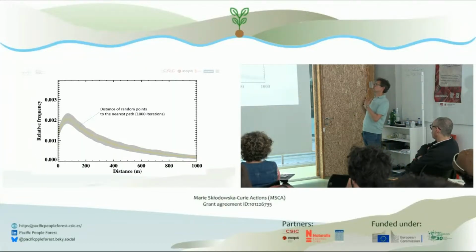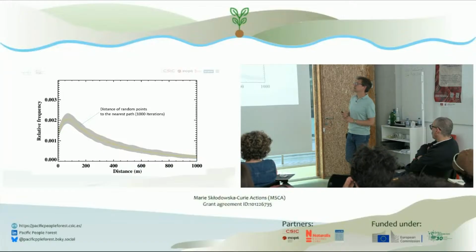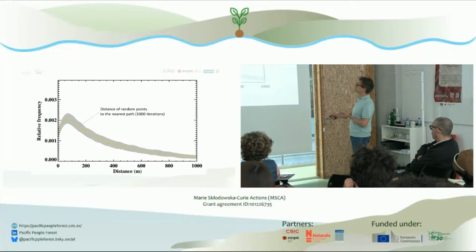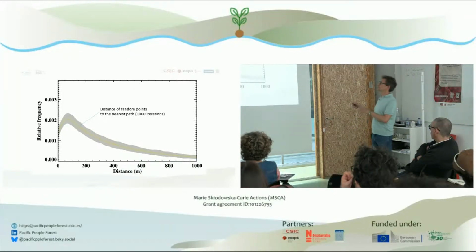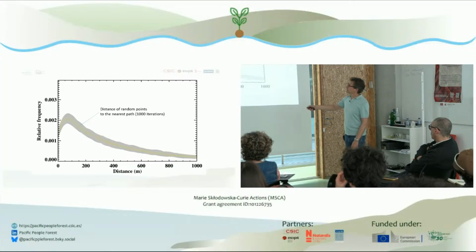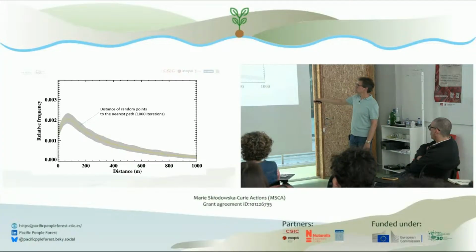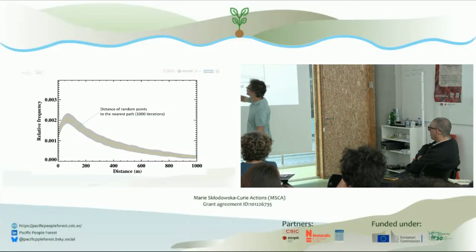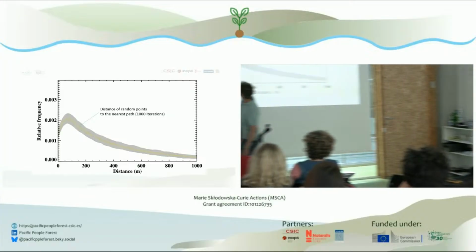And then we can express the results in a statistical way. This is a graph showing the distance of the random points of the 1,000 different distributions of 1,000 points to the nearest path. The yellow line is the average value, so you can see that. You can see that most of the points are at a distance of something like 100 meters, more or less, from the path.